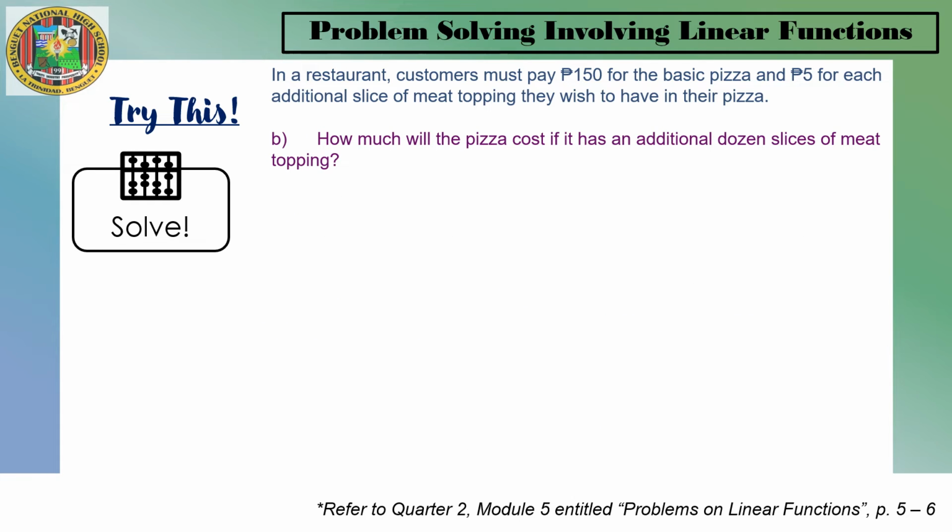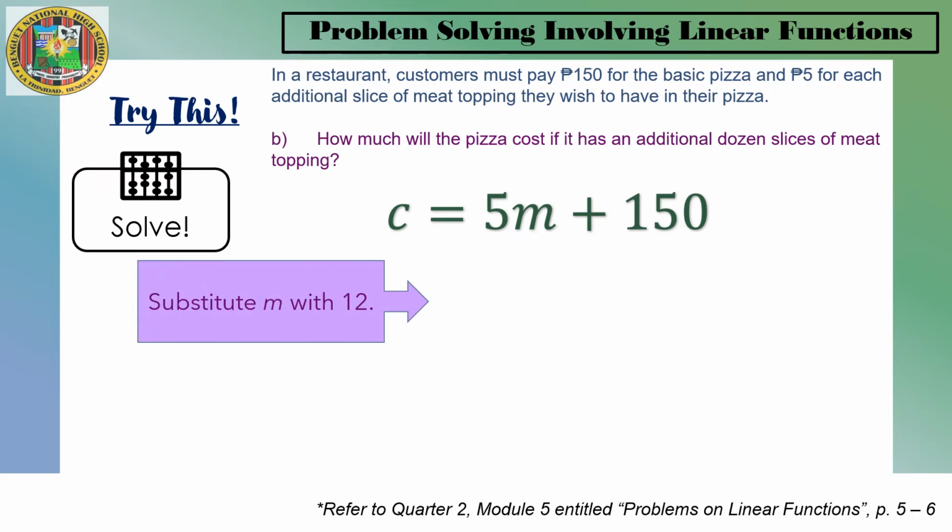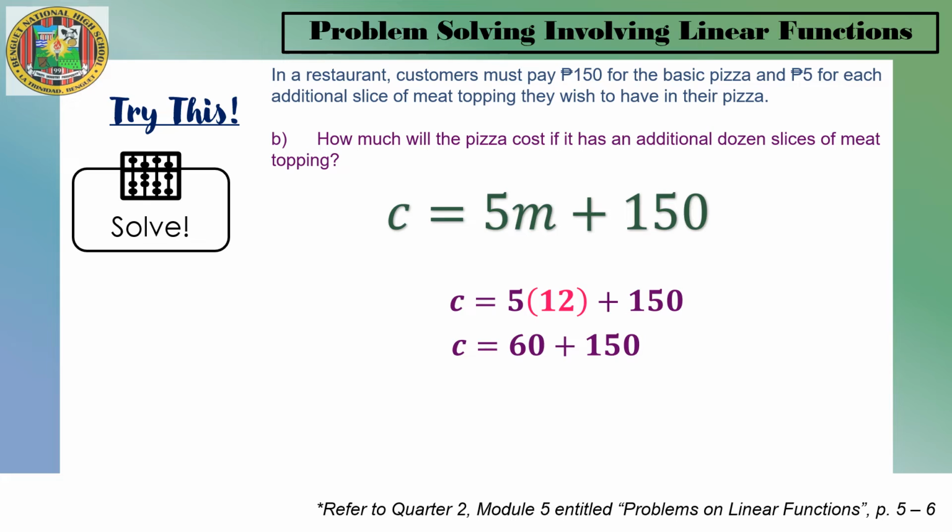We can now answer the second question through the function C equal to 5M plus 150. In the question, we are given the number of slices of meat toppings, which is a dozen or 12. Thus, we represent M with 12, which shows us that we are solving for the value of C. Simplifying the expression by multiplying 5 with 12, we get 60 plus 150, which is equal to 210. Therefore, the value of C is 210.